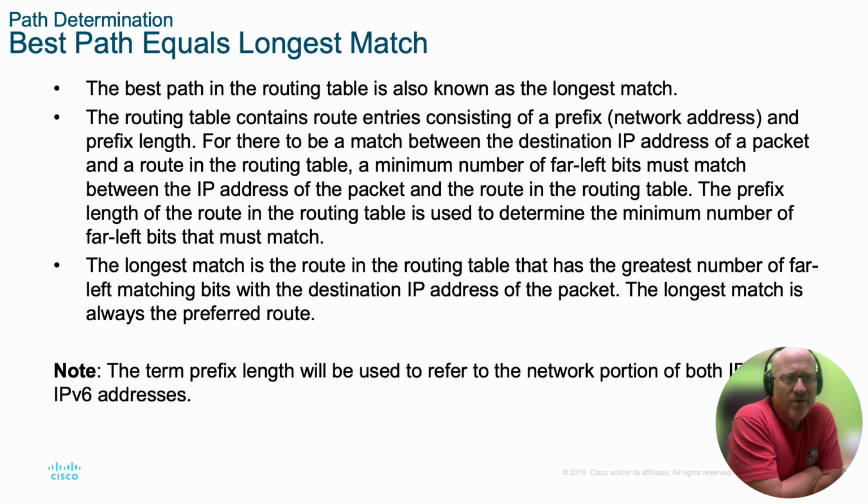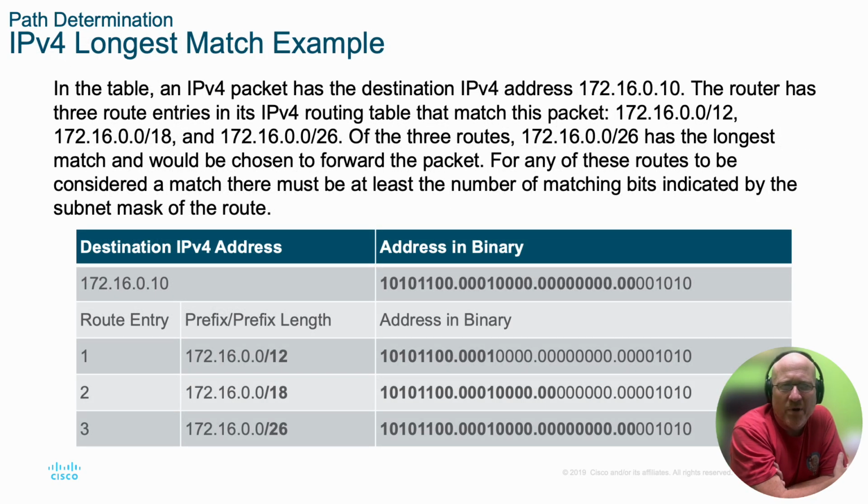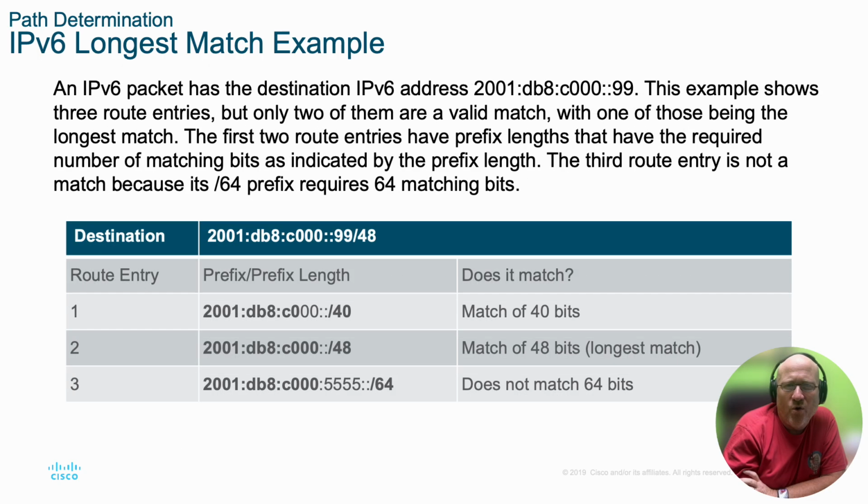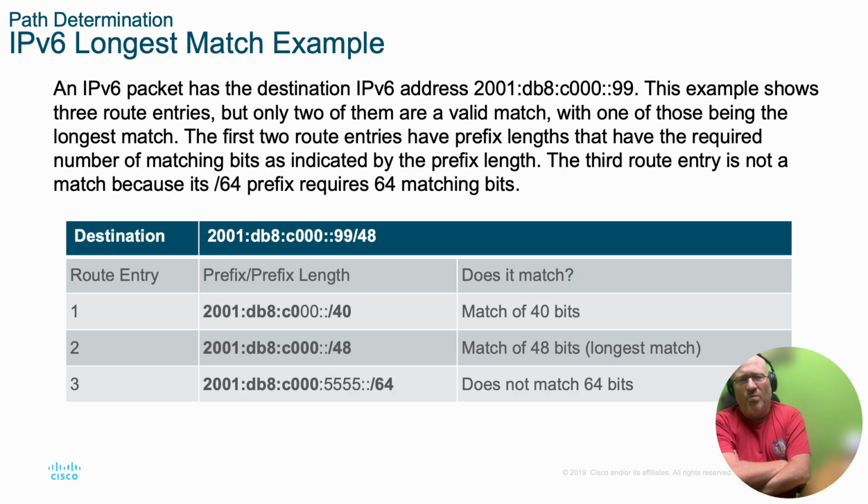The best path is usually the best match, and it's about working out which route we're actually going to send the traffic on. It is based on a longest match binary principle, whether it's IPv4 or IPv6, and it's all about matching which path and which subnet and which network we're likely to have.